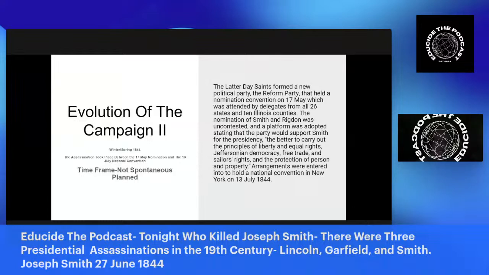The Latter-day Saints formed a new political party, the Reform Party, that held a nomination convention on 17 May 1844, attended by delegates from all 26 states and 10 Illinois counties. The nomination of Smith and Rigdon was uncontested, and the platform stated that the party would support Smith for presidency, the better to carry out the principles of liberty and equal rights, Jeffersonian democracy, free trade, sailor rights, and protection of personal property. Arrangements were made to hold a national convention in New York City on 13 July 1844.